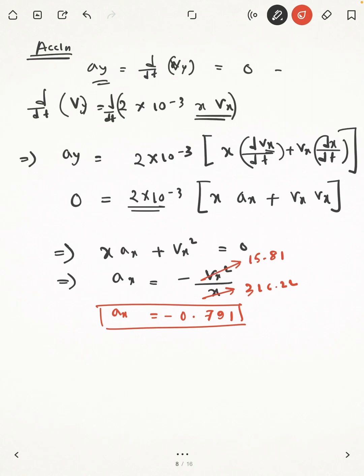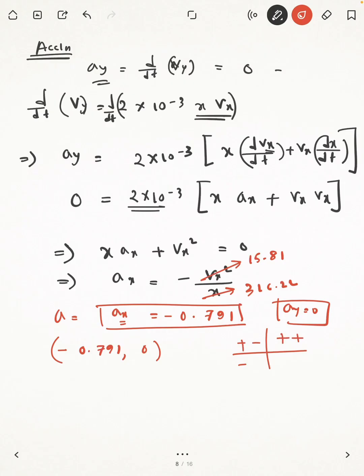And then what should be the value of a? Because ay is 0, ax and a should be the same. But what should be the value of theta? The coordinate is x equals minus 0.791 and y equals 0. In the coordinate system, this is plus plus, this is minus plus, this is minus minus, and this is plus minus. We have minus plus, so this is in the second quadrant.